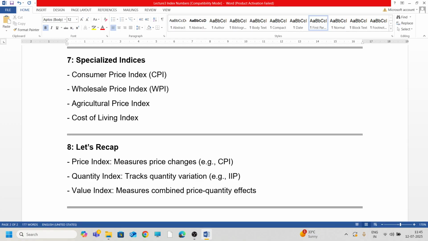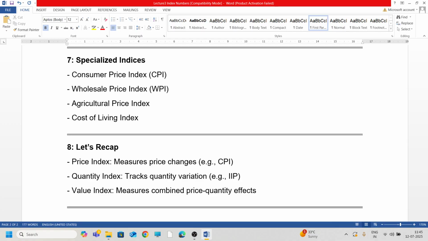Okay, so let's recap. To summarize, price, quantity and value index numbers serve different purposes in tracking economic activities. Knowing the right index to use in a specific context is critical for sound analysis. Price index measures price changes. Quantity index tracks quantity variation. Value index measures combined price and quantity.